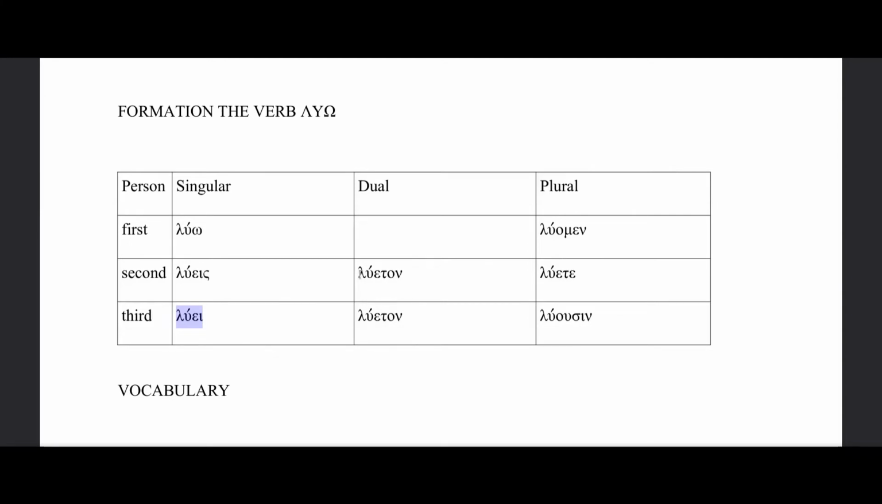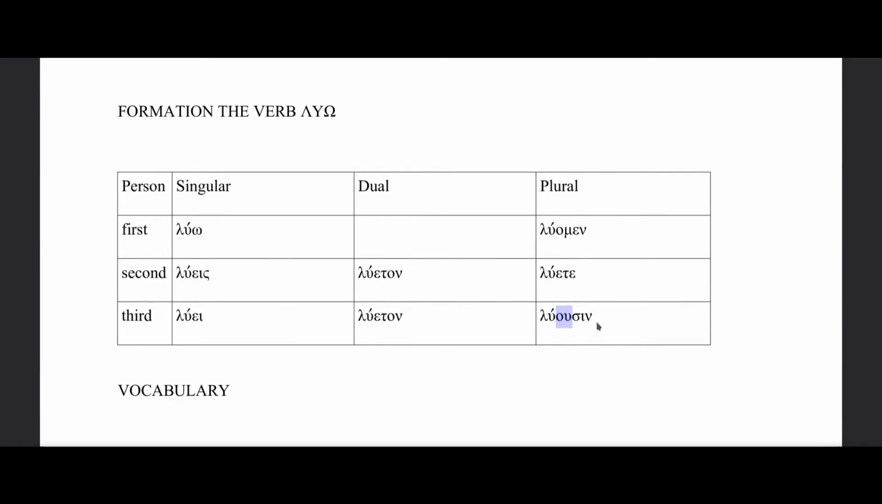The dual: lueton. Lueton and lueton, the same in second and third person. And the plural. Luomen. Okay, the second person: luete. And the third person: luousin. Lusin. The right pronunciation of this is U or O. We cannot fathom whether it was a long O or a U, like in modern Greek. Yes, like in modern Greek, in this case, because it is caused by a contraction of previous vowels.